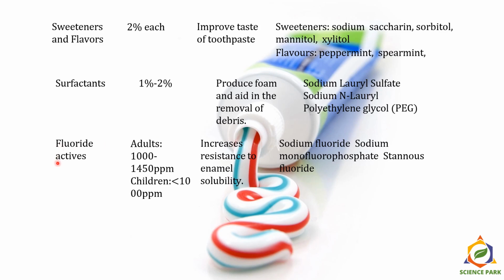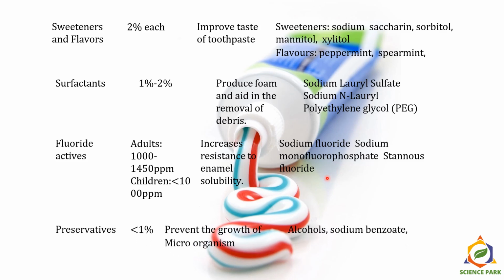And very important is fluoride actives, which increase resistance to enamel solubility. Enamel is the outer covering of the tooth. So we use sodium fluoride, sodium monofluorophosphate or stannous fluoride for fluoride actives. And lastly, we use certain preservatives which can prevent the growth of microorganisms on the surface of the tooth. So for preservatives we use alcohols or sodium benzoate.